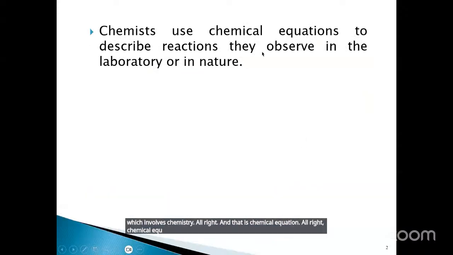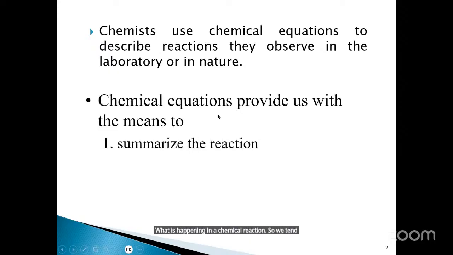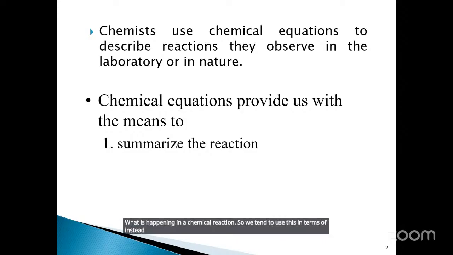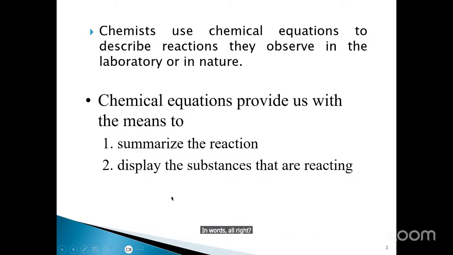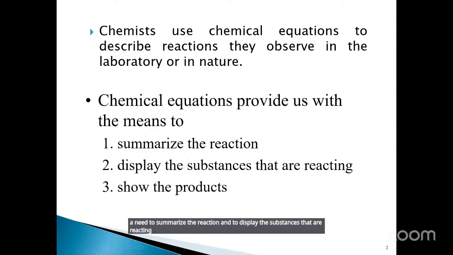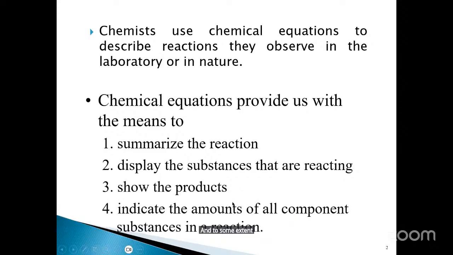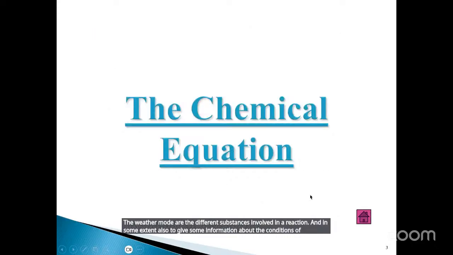Chemical equation is basically a shorthand way of describing what is happening in a chemical reaction. So we tend to use this instead of writing out what the reaction would be in words, all right? So as stated here, a chemical equation provides us a means to summarize the reaction, to display the substances that are reacting, to show the products, and to some extent show the relative amounts of the different substances involved in a reaction, and also to give some information about the conditions of the reaction, all right?